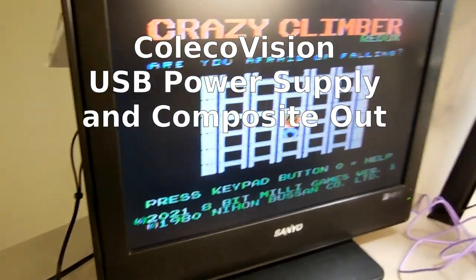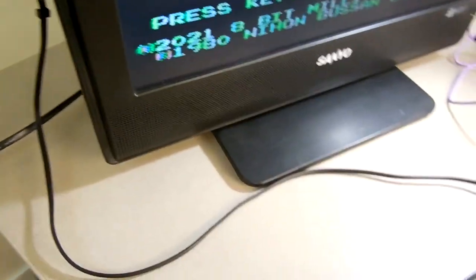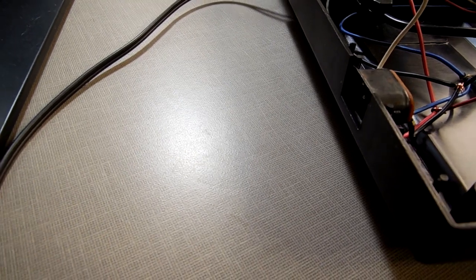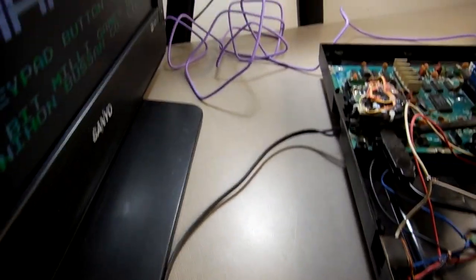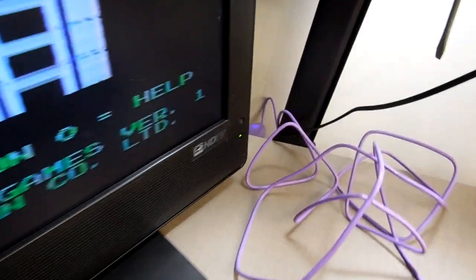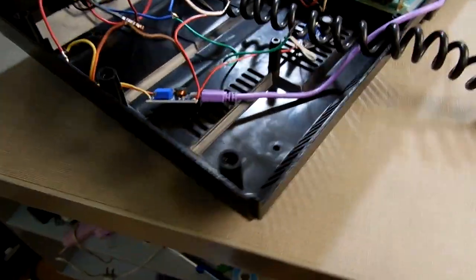So we have here Crazy Climber running on my ColecoVision. It's using Composite Out because I modified the ColecoVision to use Composite Out. And what we also have here is no power supply. And before you comment, yes, there is a whistle. I'll explain that. What we also have here is a purple USB cable coming over here to a real quick and dirty setup that I have.